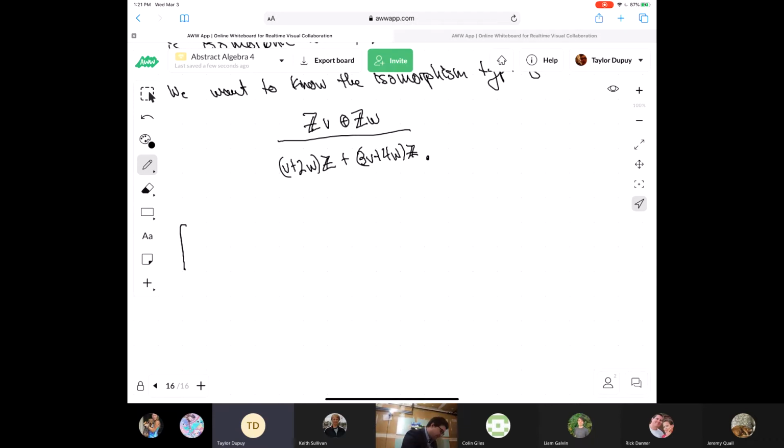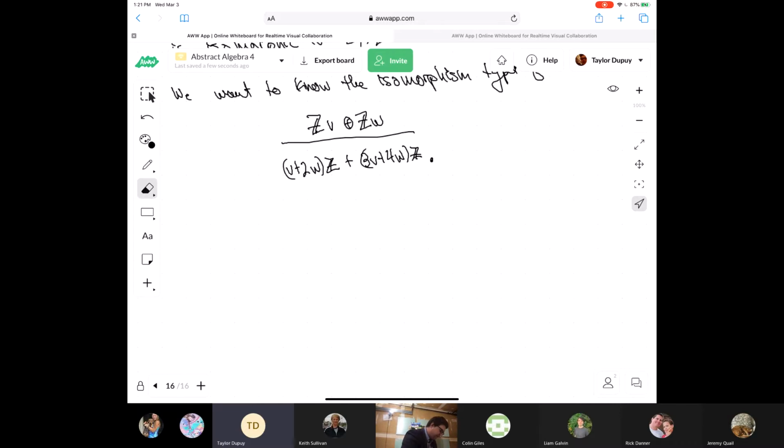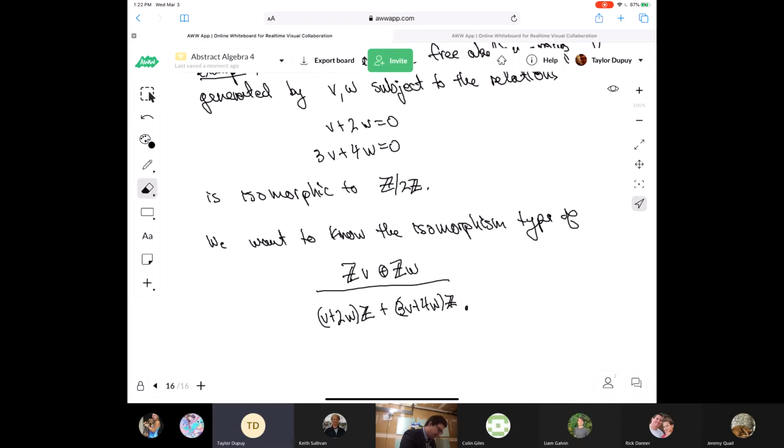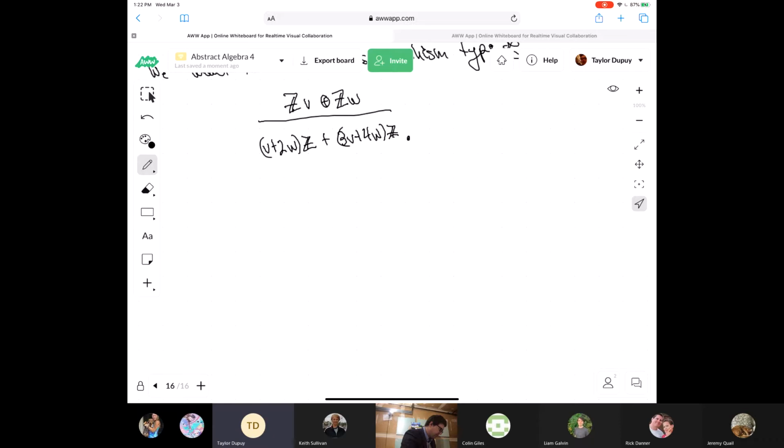Let's encode this here. So what does this mean? These things are the relations. We know our module V here is finitely generated by two elements, and so there's a surjective map from Z^2. And then we also know the kernel of this map. This comes from the generators.